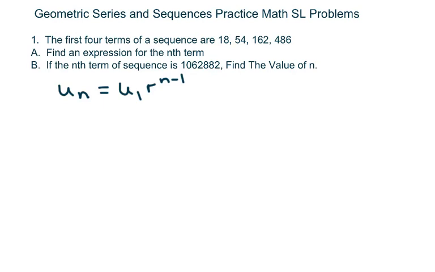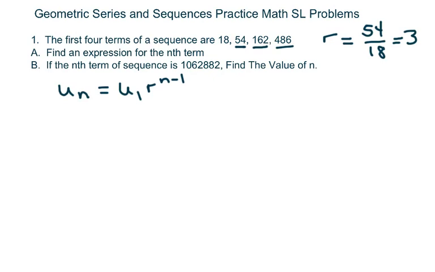The first four terms of the sequence are 18, 54, 162, and 486. Since this is geometric, it has a common r, and you get your r by dividing the current term by the previous term. So if we divide 54 by 18, that gives you 3. So your r is 3. You divide the current term you're on by the previous term.